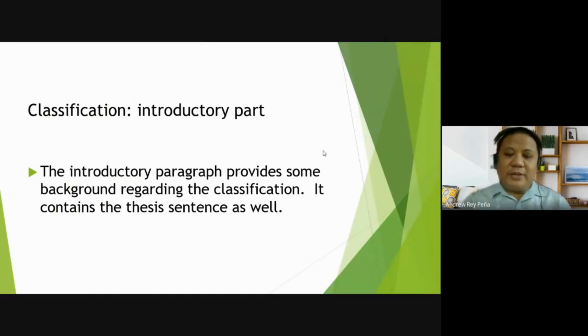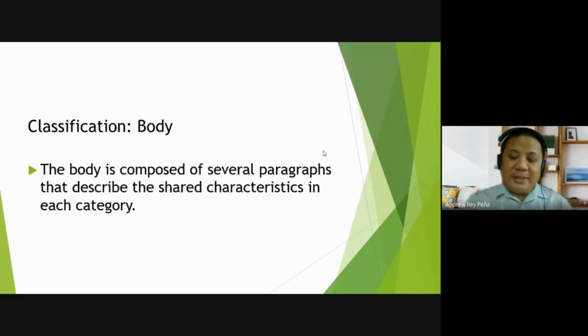So let's talk about the introductory part of the classification. The introductory paragraph provides some background regarding the classification. It contains the thesis sentence as well.